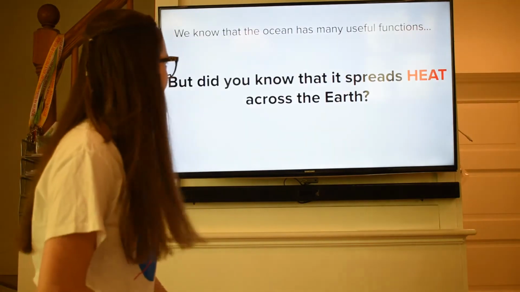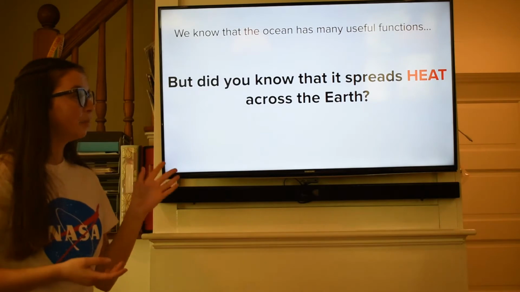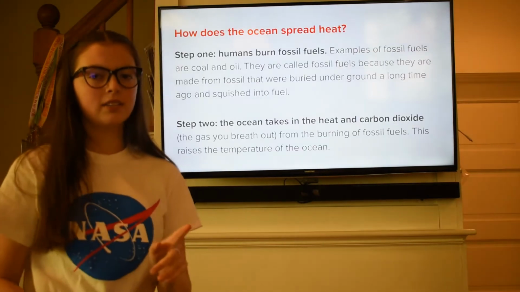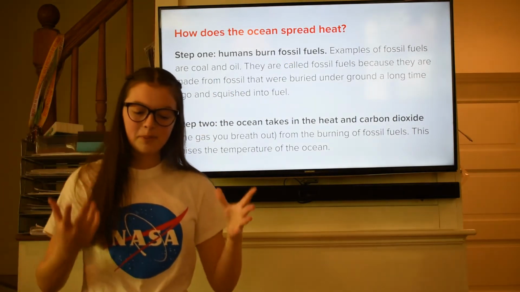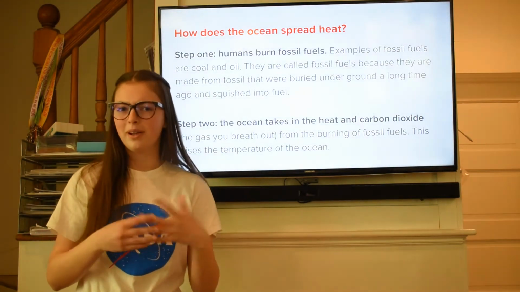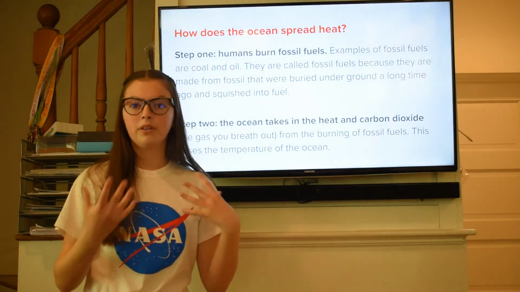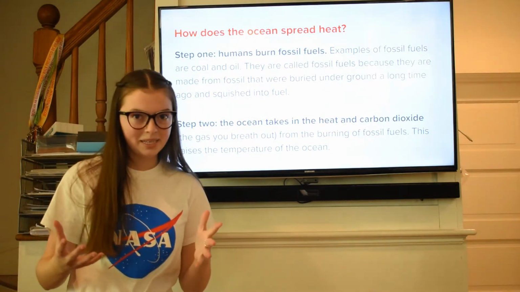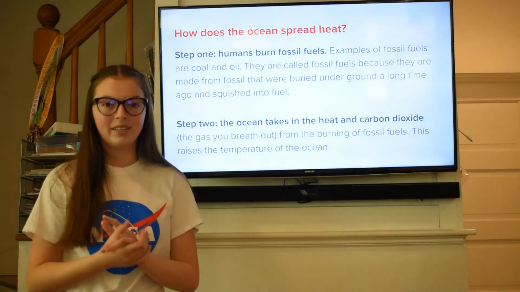Alright. So another useful function that you may not know that the ocean has is that it spreads heat across the earth. So what does that mean? First, we have to understand what one thing is, and that is a fossil fuel. If we break down the word fossil fuel, we know fossil is something that's like a bone underground from a long time ago, and we know that fuels are things that we can burn or use to get energy. So a fossil fuel is when a plant, from the time of the dinosaurs, really long time ago, died off and got covered by the ground.